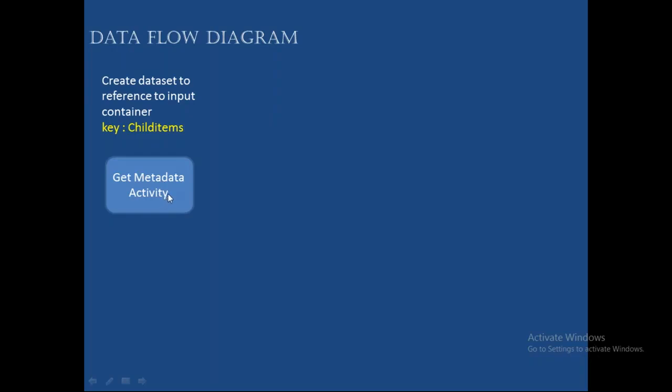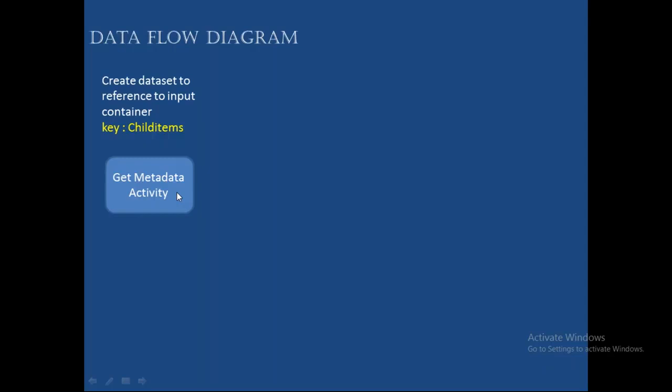The data set is going to point to your input container. So the get metadata activity is referring to your input container. Now what exactly do you need? The get metadata activity, as the name suggests, is going to bring the metadata about your data. Metadata is nothing but data about data.